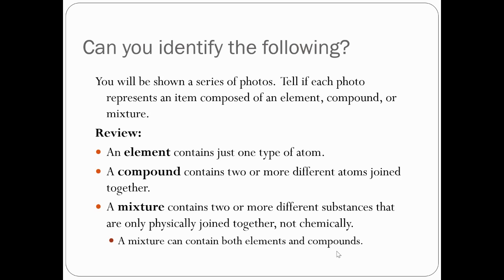And then a mixture contains two or more different substances that are only physically joined together, kind of like a salad, right? They're not chemically combined together, they're just kind of laying together or laying on top of each other, just mixed together, but not chemically joined. A mixture can contain both elements and compounds.